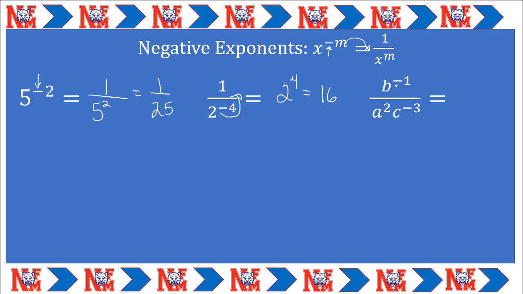In this example, there are no numbers to evaluate. All we have to go through, and nothing's the same. We have all different factors, so nothing to combine. So we're just moving factors. So the b to the negative 1 goes to the denominator, becoming b to the positive 1. Now we're in the denominator. A squared is positive, so it's going to stay where it is. But c to the negative 3 wants to flip to the top and become positive. So in the end, this is how I would write it.